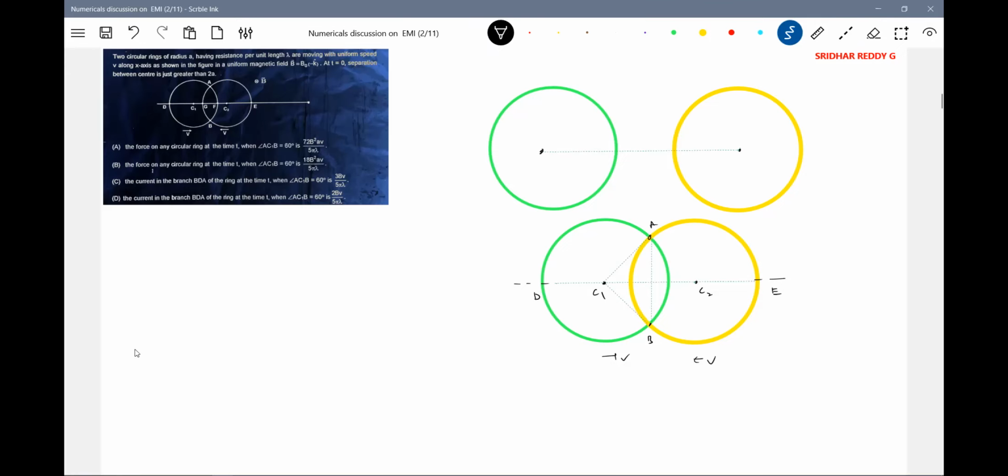Check it. So shall we write this as some theta? Or the total angle is theta. Theta by 2, theta by 2. We know the radius r. Can we get the length AB? 2r cos theta by 2. The length AB is equal to 2r cos theta by 2.